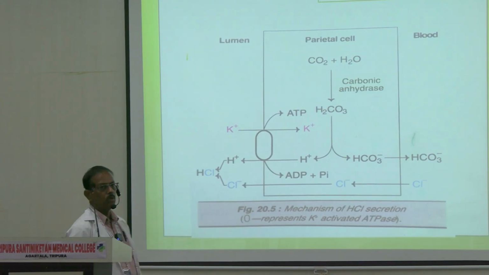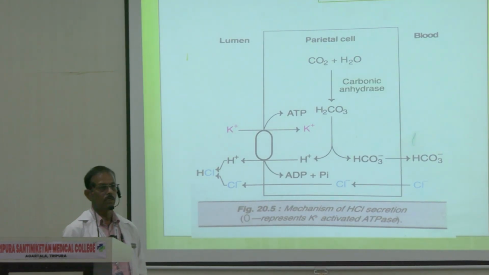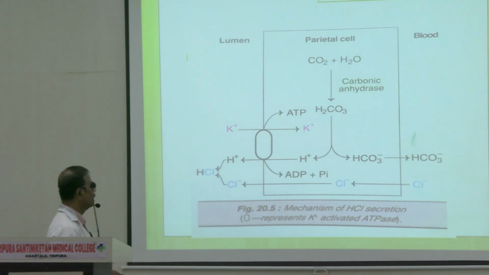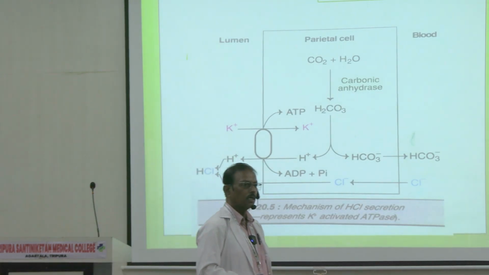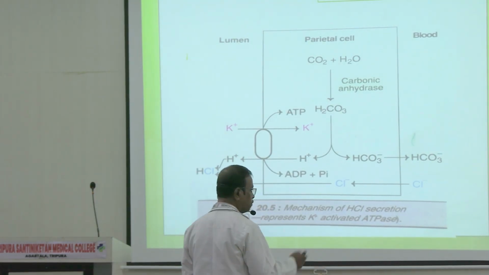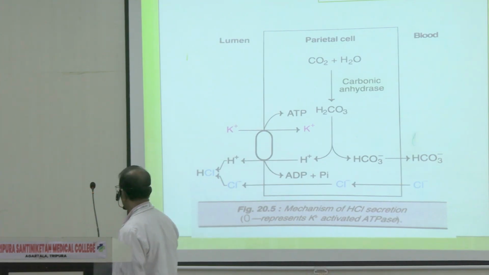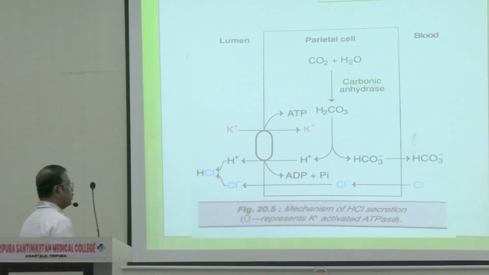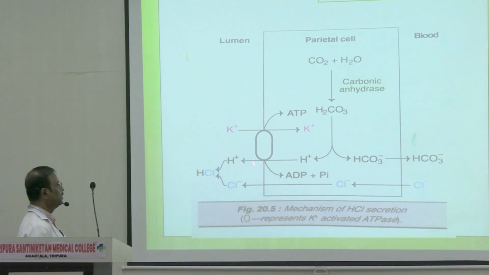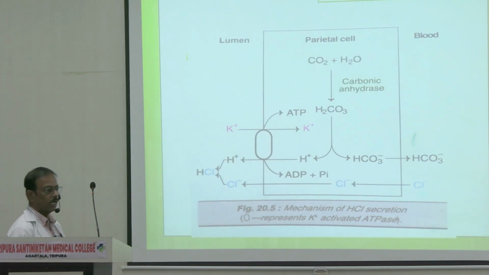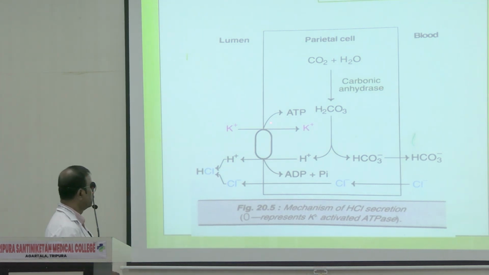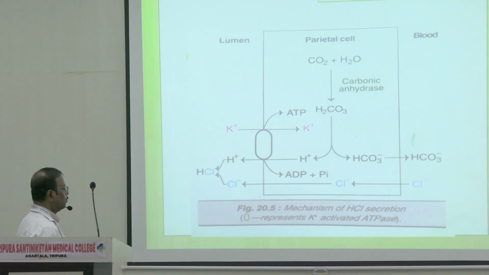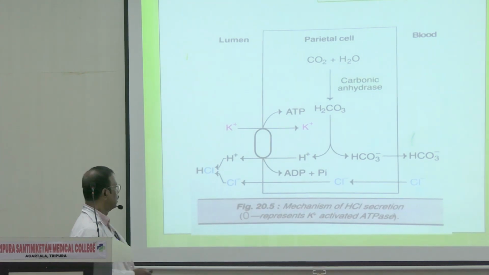For carrying the molecule against the concentration gradient, we need a special carrier. This is called potassium dependent ATPase, potassium sensitive ATPase. This needs energy for transportation as it is against the concentration gradient. The energy is provided by ATP. So hydrogen ion comes out and potassium goes inside the cell.